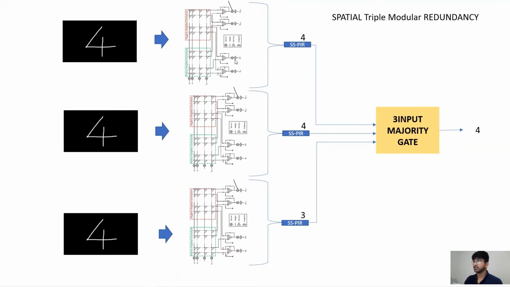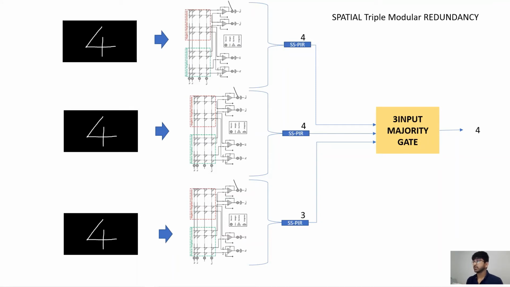As you can see, the top 2 networks perform well and give the correct output, whereas the last network shows the wrong output. So when we transmit the outputs to the input of the 3 input majority gate, it does the majority operation and gives the output based on the majority of inputs. So this is the functioning of spatial triple modular redundancy.